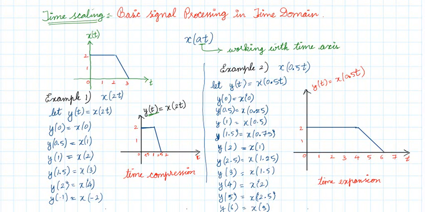So the final conclusion I can make is, if a is greater than 1, then it is compression, time compression. If a is less than 1, or a is between 0 and 1, we can say it is expansion.